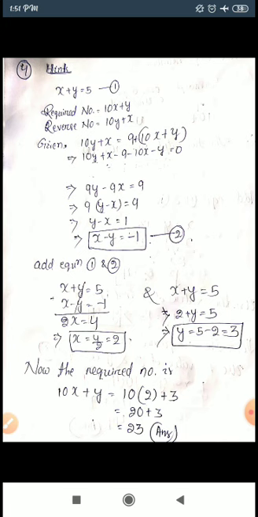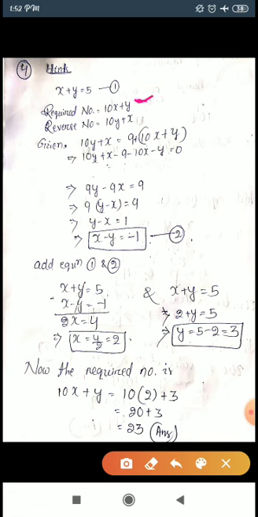Now given that when the digits are reversed, the number becomes greater by 9, and our required number is 10x plus y, and when it is reversed, the value is greater by 9. That means 9 you have to add. So according to the question, 10y plus x equal to 9 plus 10x plus y. So this one will bring this side. So 10y plus x minus 9 minus 10x minus y equal to 0.